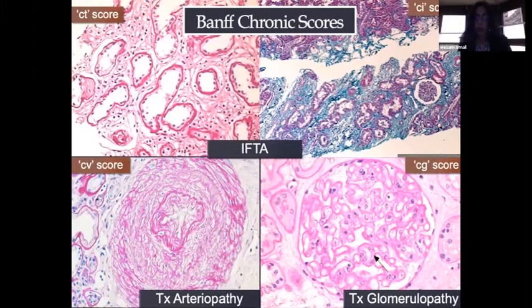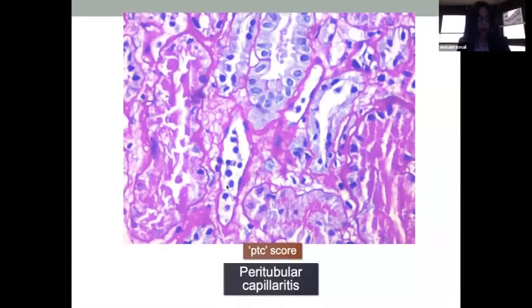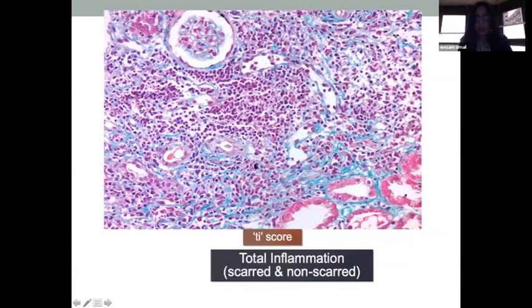We also score additional findings in the transplant. We score the tubular inflammation, peritubular capillaritis, and we score the interstitial inflammation in relation to fibrosis. We give this one a different score, which I'm going to come to, and we also score arteriolar hyalinosis.